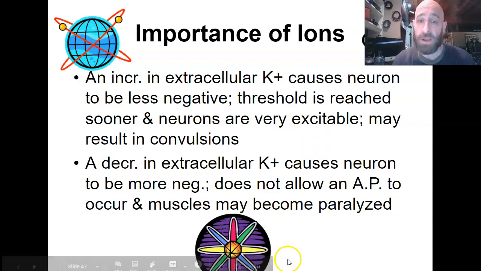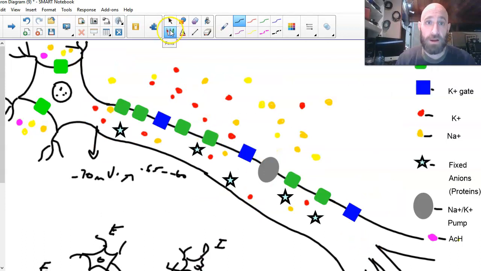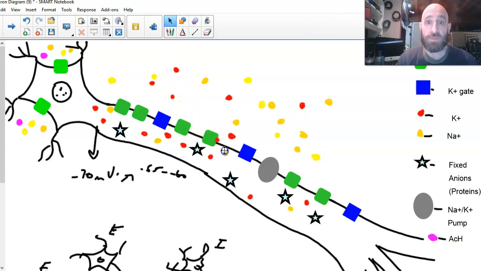The opposite scenario would be less potassium. So let's say there's a whole lot of potassium missing. So if I go back to my diagram here, I end up with a scenario where there's more potassium inside and there's not as much outside. So what's going to happen is now way more potassium is going to want to leave than normal.